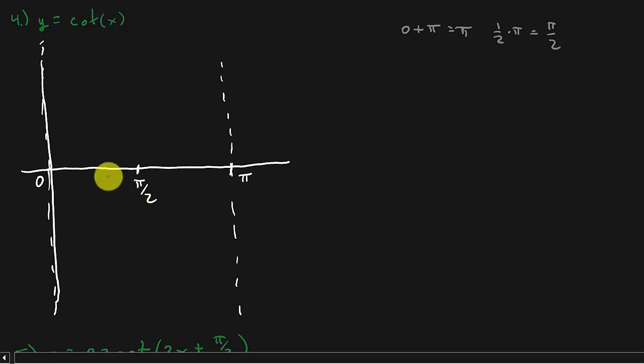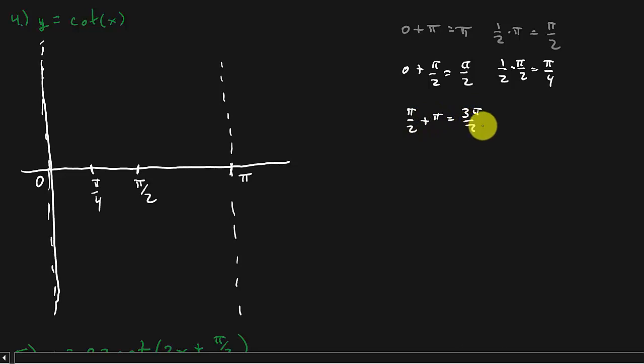And then halfway between here, that's 0 plus pi over 2 is pi over 2. And then half of pi over 2 would be pi over 4. So that's pi over 4. And then pi over 2 plus pi would be 3 pi over 2, and then half of that would be 3 pi over 4. Okay? And I would be at 1 and negative 1.